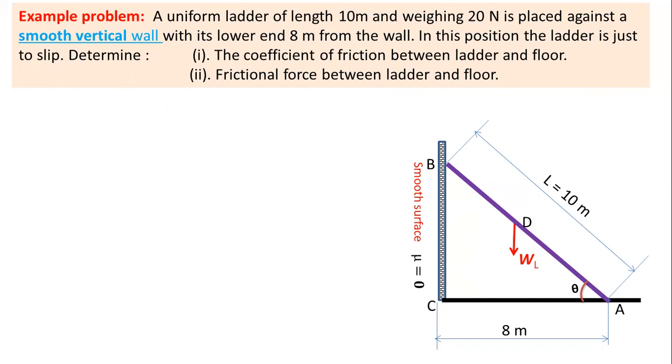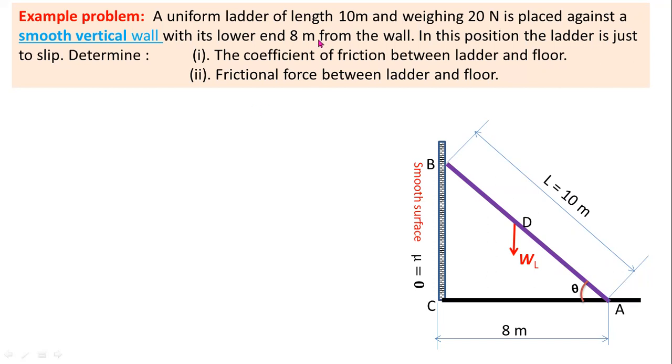First of all, you have to identify the position. First of all, you have to draw a diagram. Here this is a vertical wall BC. BC is a vertical wall and AC is a horizontal floor. Here AB is a ladder. L equal to 10 meters is the length of the ladder.